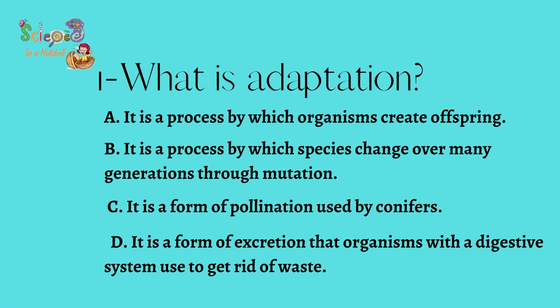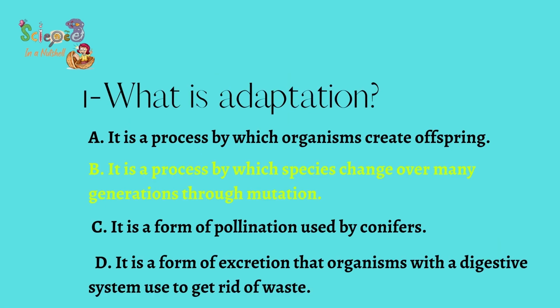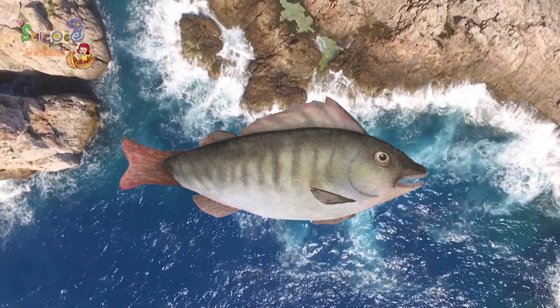So choice number 3, it is a form of pollination used by conifers. It is a form of excretion that organisms with a digestive system use to get rid of waste. So yes, now we are very sure that it's number B, and it is a process by which species change over many generations through mutation. That's right. Question number 2.